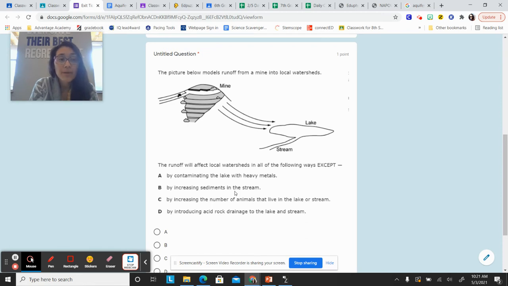By increasing sediment in the stream, yes. As the water runs through, it's going to pick up rock and sediment and bring it into the lake. So again, that's a yes, so it's not going to be your answer. We're going to skip to D. By introducing acid rock drainage into the lake and stream. So again, yes, it's going to take the acid rock from the mine and bring it into the lake and into the stream. The only one that does not make sense here is C. It's not going to increase the number of animals that live in this lake or the stream. It's actually going to decrease the number of animals because the contamination of the metals, the sediment, and the acid rock are going to kill off some of the animals that live in the lake and the stream. So the answer here was C.